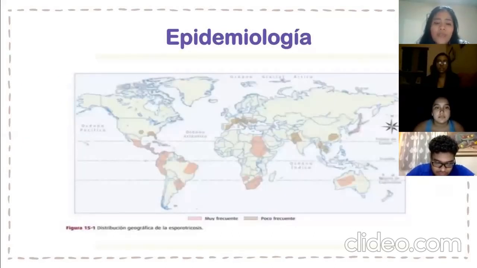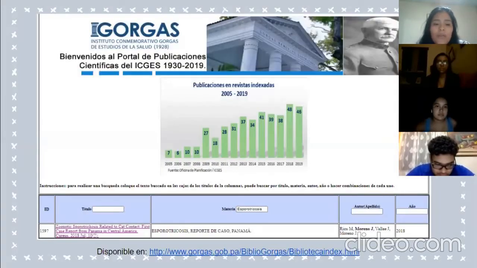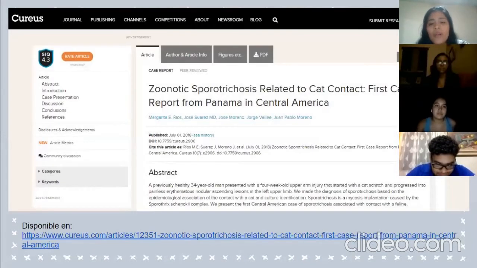Epidemiology. It is more frequent in tropical and subtropical areas such as South Africa, Japan, Australia, and America, going from Florida in the United States to Uruguay. It is more frequent in farmers, gardeners, florists, and carpenters. It may affect everyone, but there's a tendency in kids and people from 16 to 30 years old. Next.